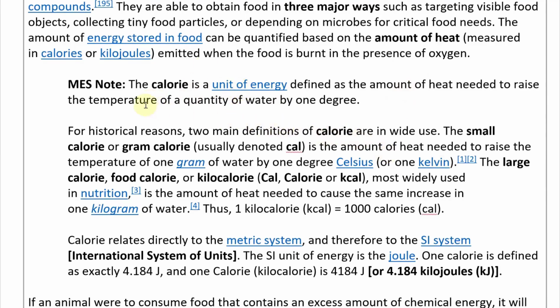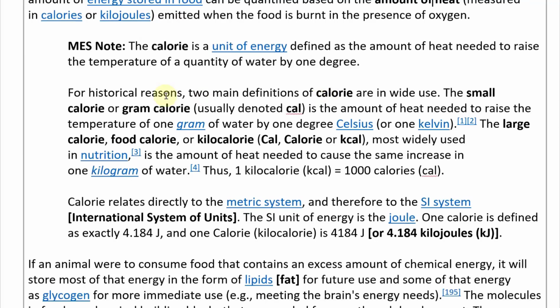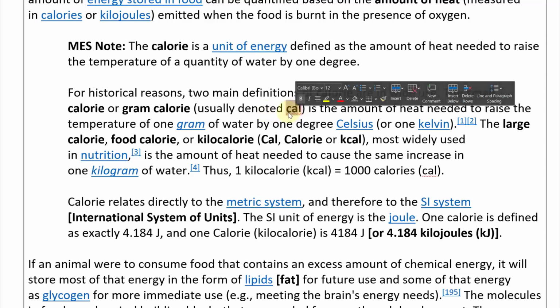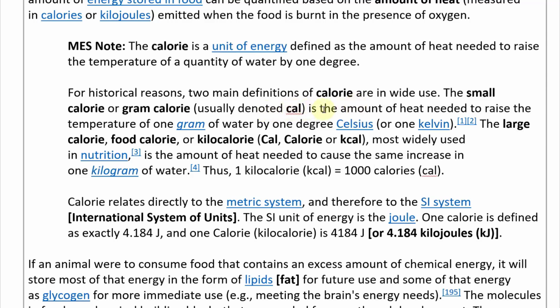Some good analogies. Anyways, MES note: the calorie is a unit of energy defined as the amount of heat needed to raise the temperature of a quantity of water by 1 degree. For historical reasons, two main definitions of calorie are in wide use. You have the small calorie or gram calorie, denoted cal, a lowercase c, and it is the amount of heat needed to raise the temperature of 1 gram of water by 1 degree Celsius or 1 Kelvin.